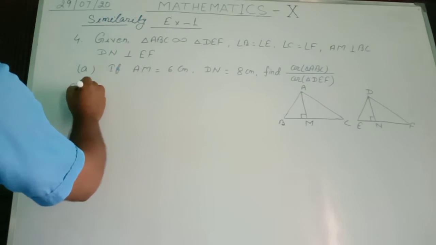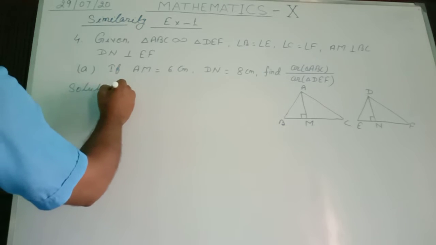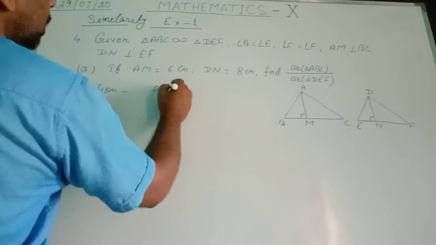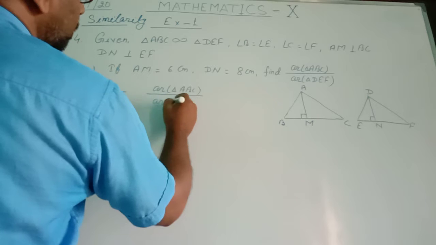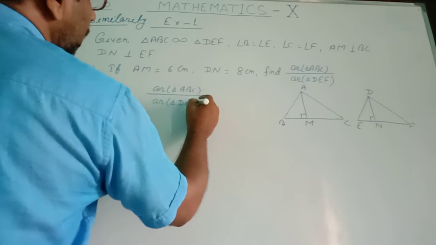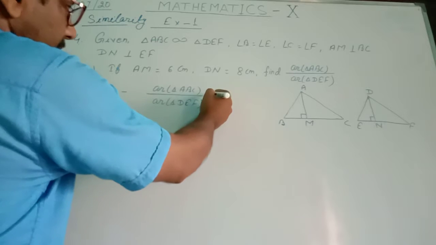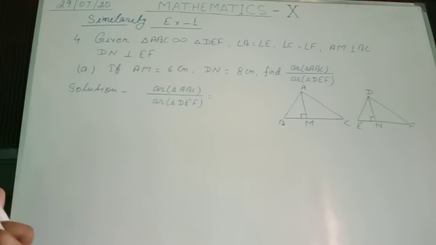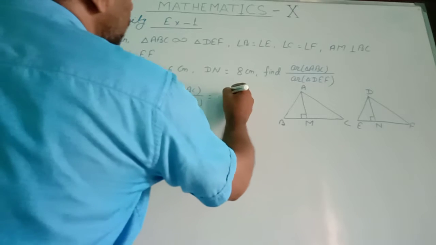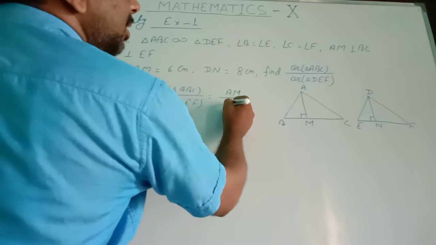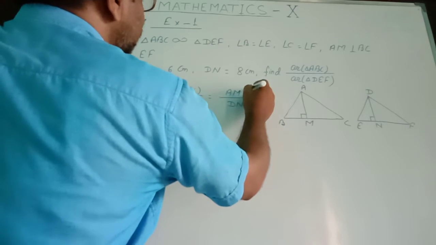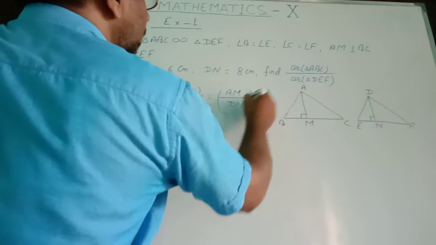So solution of question number A, we are asked area of triangle ABC by area of triangle DEF. As we know, ratio of areas of two triangles is equal to square of the ratio of their corresponding sides. Similarly, square of their corresponding perpendiculars. So corresponding perpendiculars are AM, that is the perpendicular of triangle ABC, and DN, that is the perpendicular in triangle DEF, whole square of this.